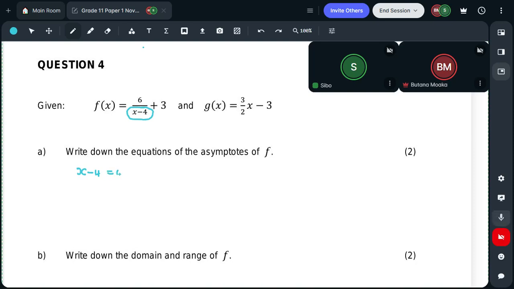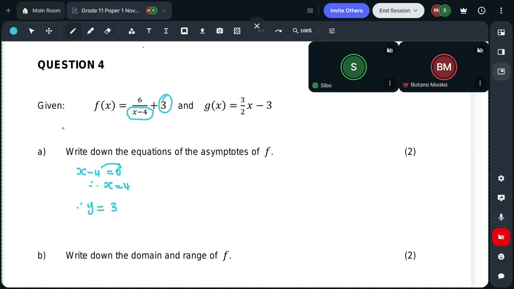equate it to 0, then solve for x. So the 4 comes to the other side. We're going to have x to be equal to 4. And then you see this 3. You take it with the sign. That's the y value. So therefore, y will be 3.